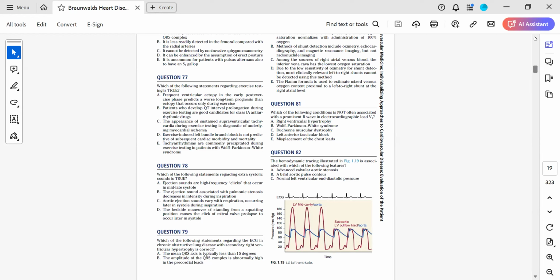Misplacement of the chest leads, like I've said, if we bring the V1, V2 leads lower down, below the 4th intercostal space, we may start having prominent R waves from wrong placement of leads. That's what is called the V1 to V3 reversal. So the answer for 81 is D, left anterior fascicular block. It's not associated with a dominant R wave.